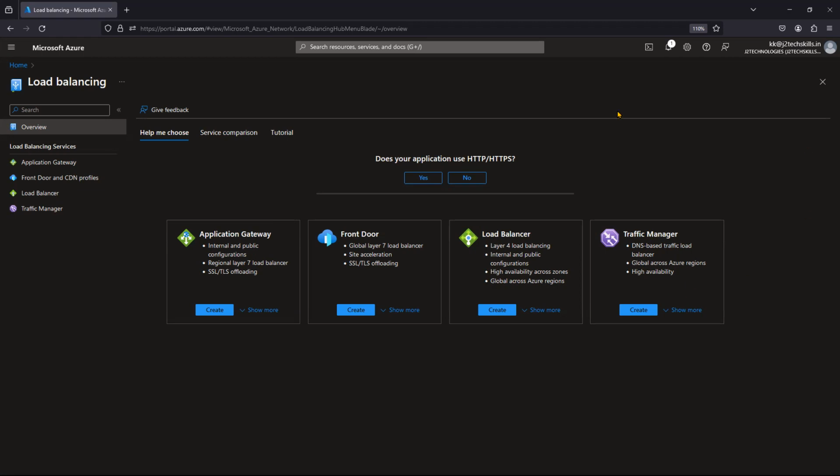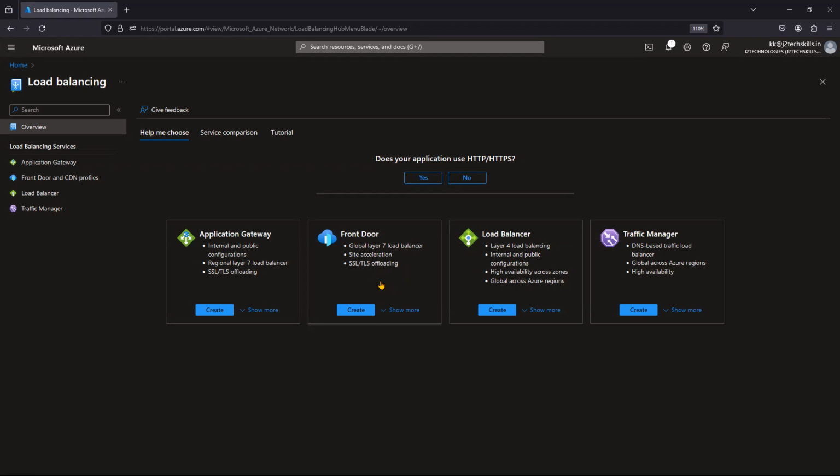And Front Door is also a global load balancer, especially a layer 7 load balancer. That means application layer, HTTP and HTTPS, and site acceleration. That means, whenever you host an application and the backend is in some specific region, but users in different locations want to access it quickly, that's where site acceleration comes in. It's a CDN, a content delivery network, an add-on feature in Front Door. Okay, and SSL and TLS offloading is also available in Front Door. It's a mix of multiple features that Front Door brings.